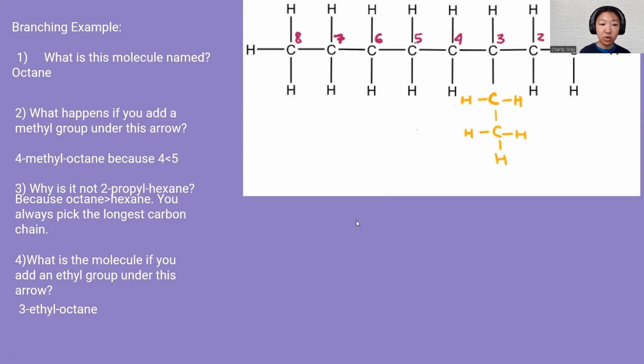Unpausing the video right now, we can see that this is called 3-ethyl-octane, right? So we're going to choose the longest carbon chain, which is going to be octane. And then we're choosing the numbering that's going to give us the smallest number, which is 3.